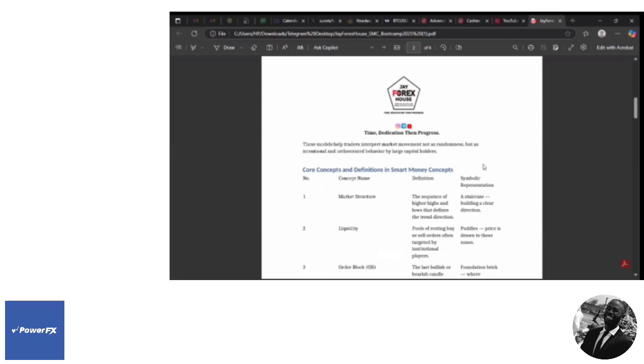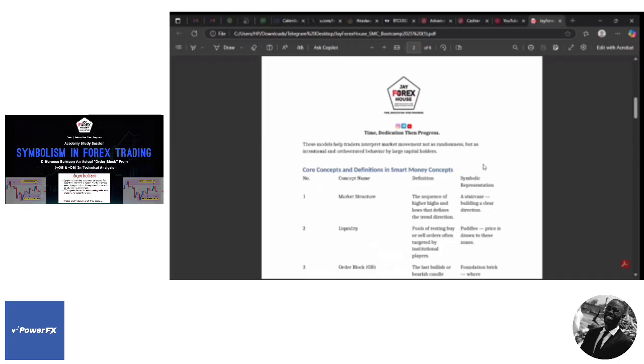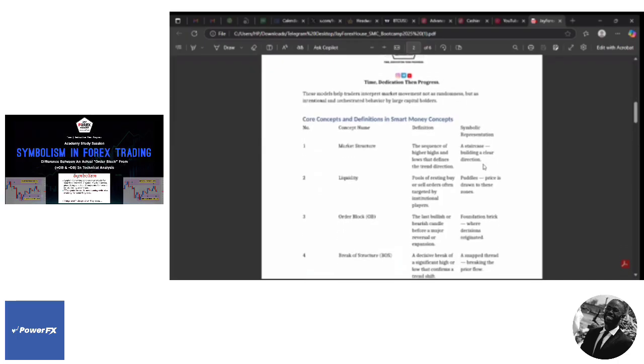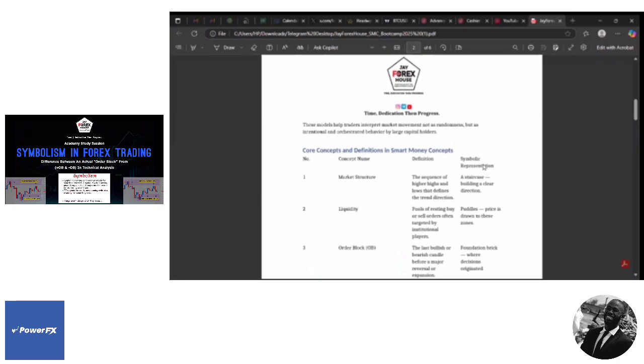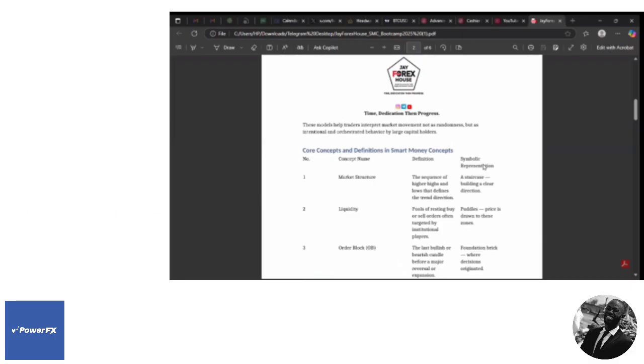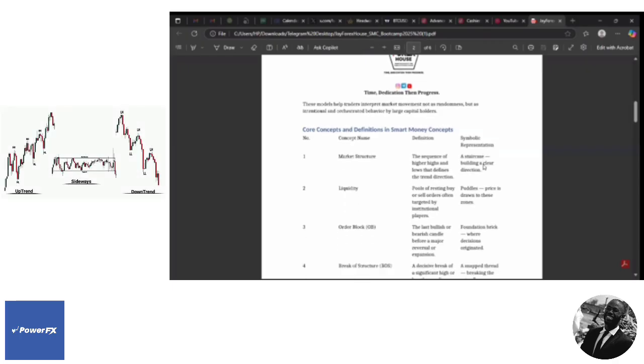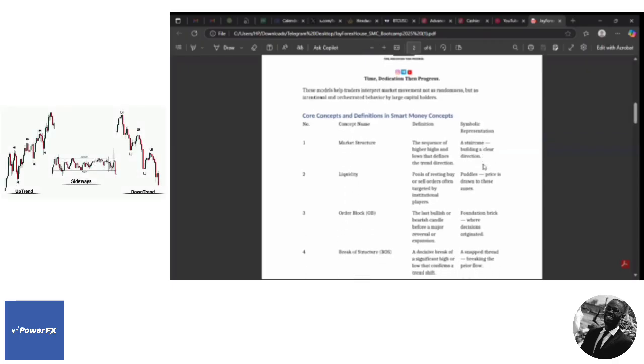And then we also have the symbolic representations of these things, like when you look at the chart. What PowerFX is going to be showing us today is not going to be terms or theories that are broken down for you. It's going to be practical applications of these concepts. So we gave an illustrative breakdown in the PDF file, where I described market structure in the form of a staircase, like if you can visualize a staircase: higher high, lower low, higher high.